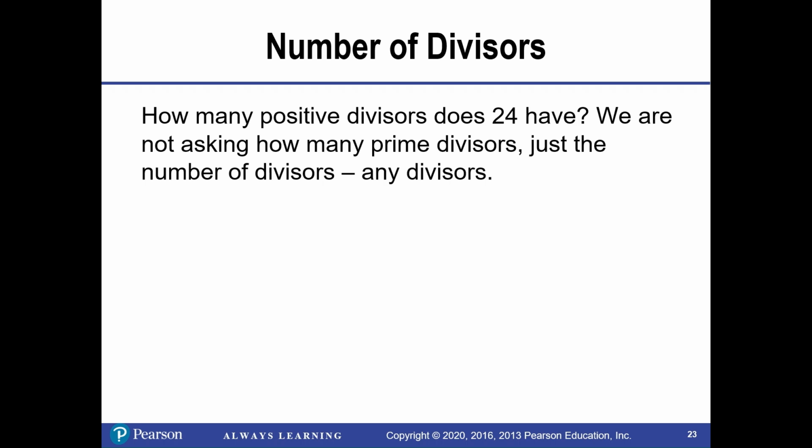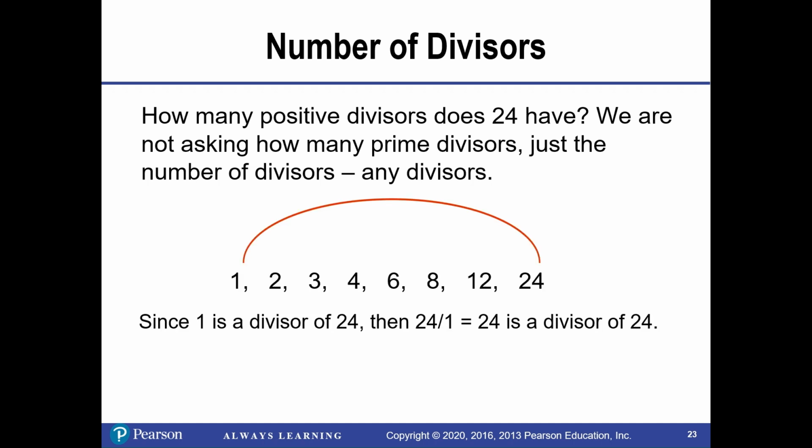So last in this section we want to talk about is figuring out the number of positive divisors a number has. So we might ask, how many positive divisors does 24 have? Not just how many prime divisors, but the total number of divisors. 24 is divisible by 1, 2, 3, 4, 6, 8, 12, and 24.